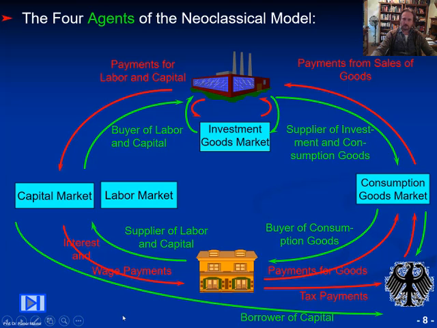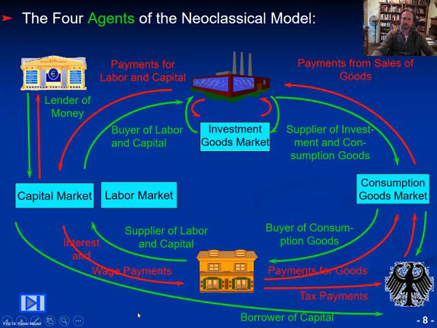Now, the big question is, where does the money come from with which all these transactions are paid? Here we have to introduce now the central bank. Modern central banks, like the European Central Bank, supply their money in normal times in terms of credit to the capital market.